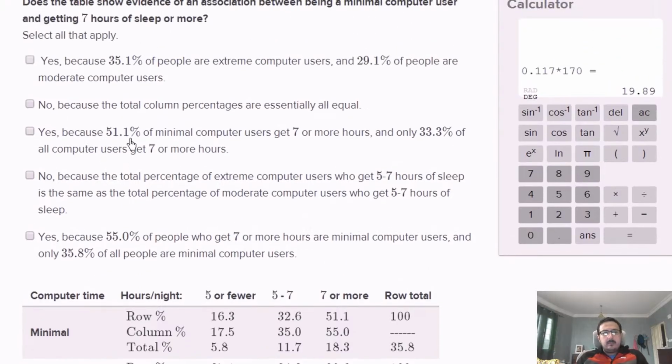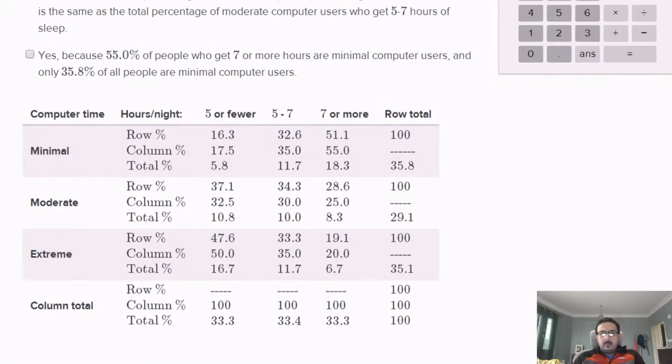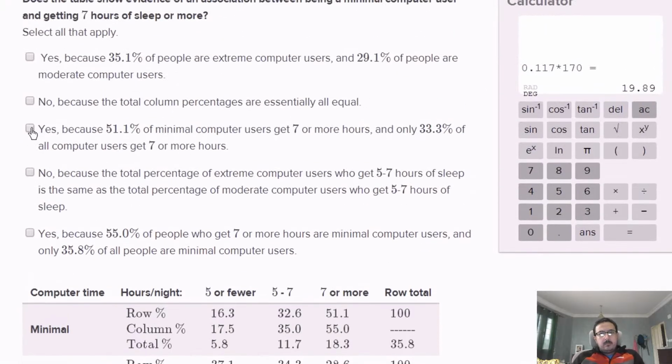Yes, because 51% of minimal computer users get 7 or more hours of sleep, and only 33% of all computer users get 7 or more hours. Yeah, that seems pretty good. 51% of minimal computer users get 7 or more hours of sleep, and only 33% of all computer users get 7 or more hours of sleep. So that looks like a pretty good explanation. So I'll check that, but let's just review all of them.